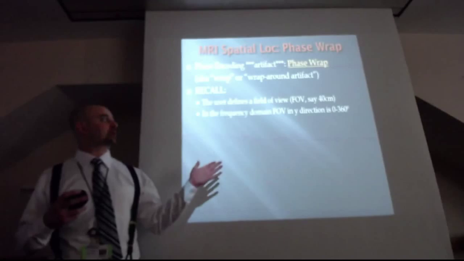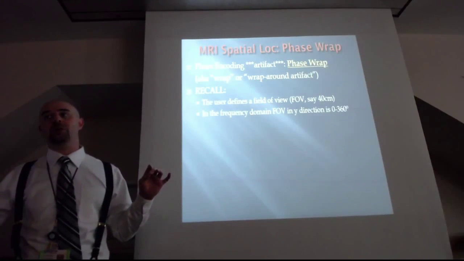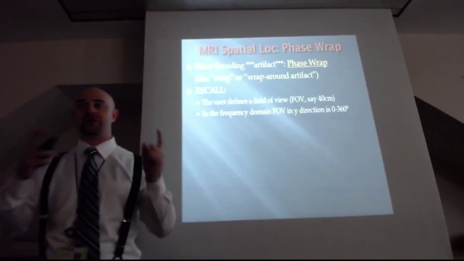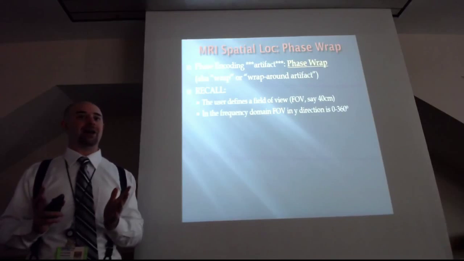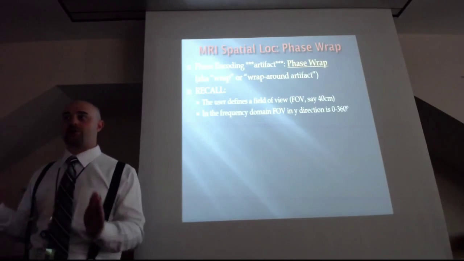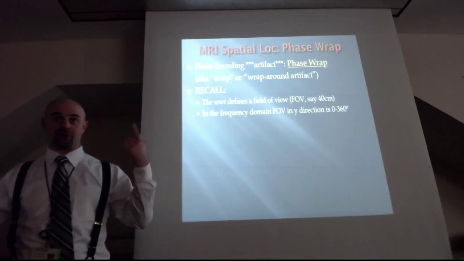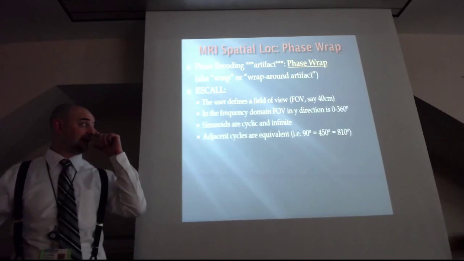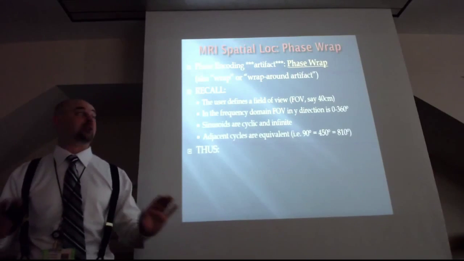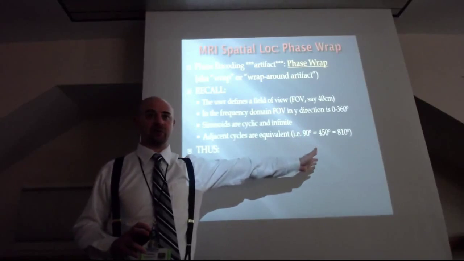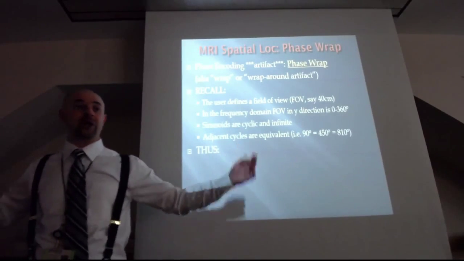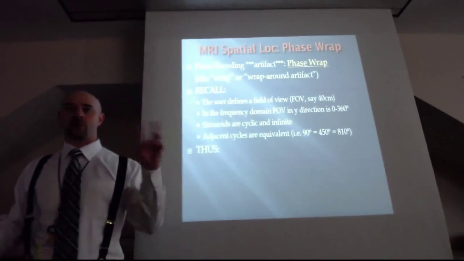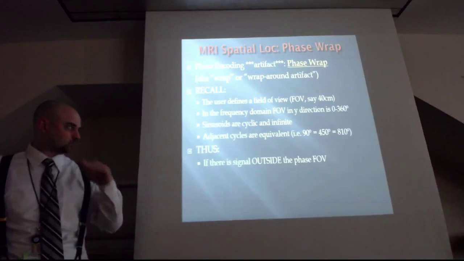Now, in the frequency domain, your field of view is actually not 40 centimeters. Linear measurements don't have meaning. Everything's cyclic and oscillatory. So instead, field of view is 0 to 360 degrees. That's all the frequency space can understand. Since sinusoids are cyclic and infinite, adjacent cycles are going to be equivalent to each other. 90 is the same as 450 is the same as 810. Whereas if you were looking at a linear graph, you could say, well, that one's there, and that one's there. They're all functionally equivalent in frequency space.